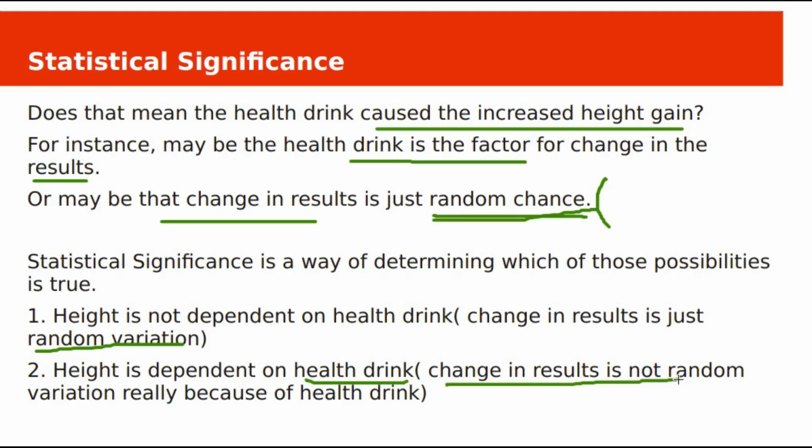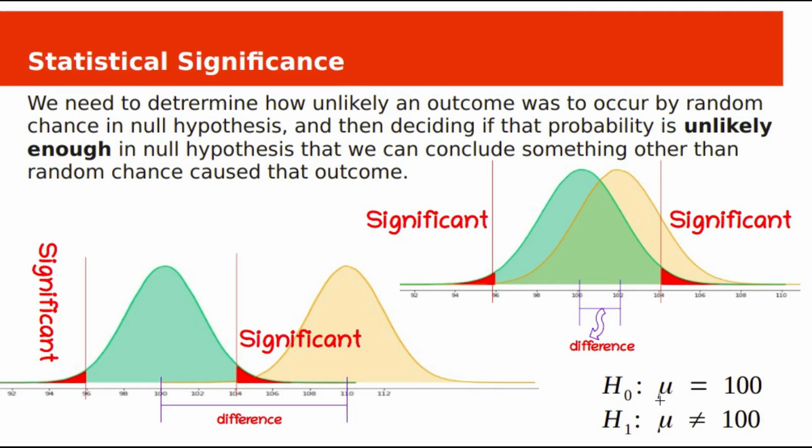Change in results is not random variation. Really, it is because of the health drink. Here, the null hypothesis is that the test group mean height, mu, is the same as 100 centimeters, which is the standard mu naught. And the alternate hypothesis, mu not equal to 100, means they have some different mean height which is not equal to this 100 centimeters. If it is not equal to 100 centimeters, the health drink is the reason for this difference.